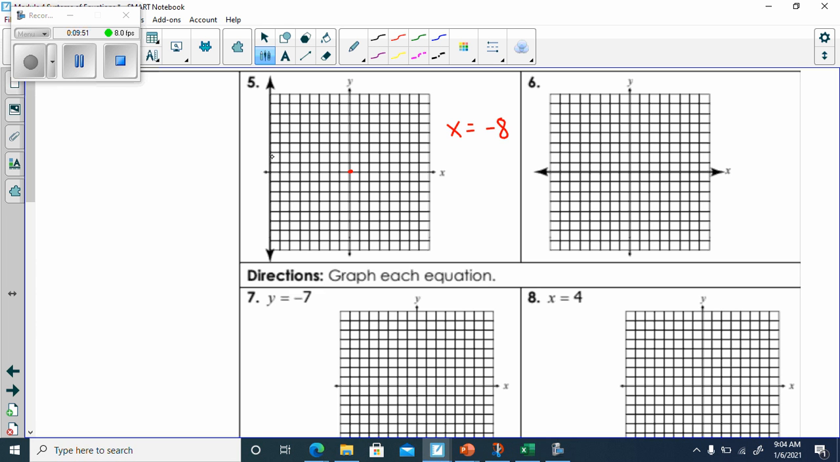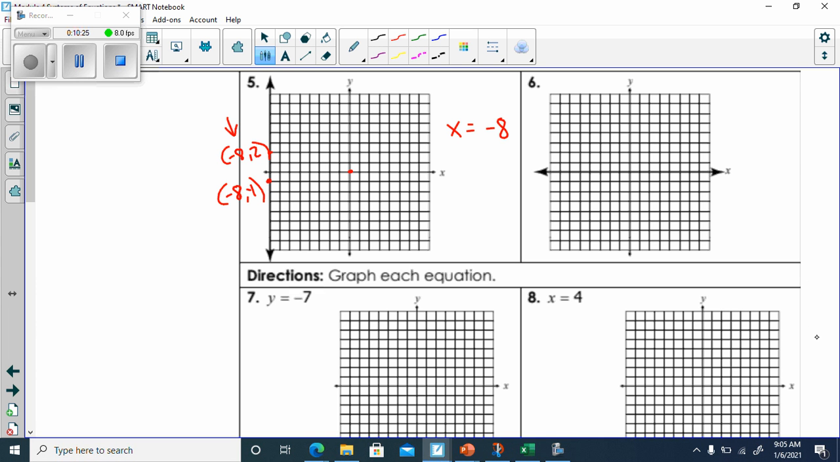If I want to check myself, let's grab 2 points on this line. Doesn't matter which 2 points, and let's find their coordinates. This is at -8, -1. This is at -8, 2. See how it doesn't matter what the y value is, the x is equal to -8, right?